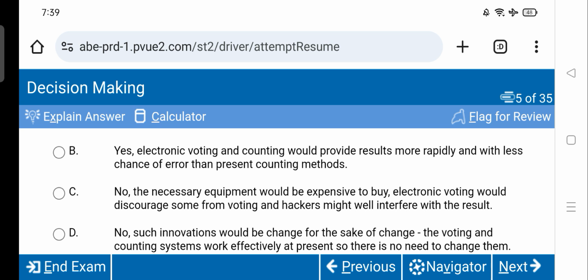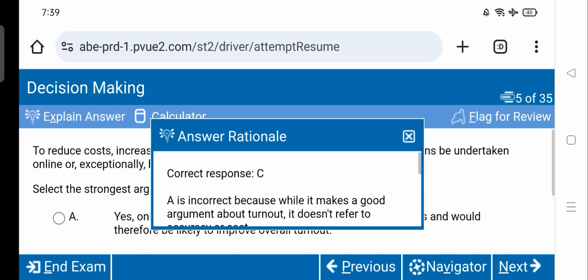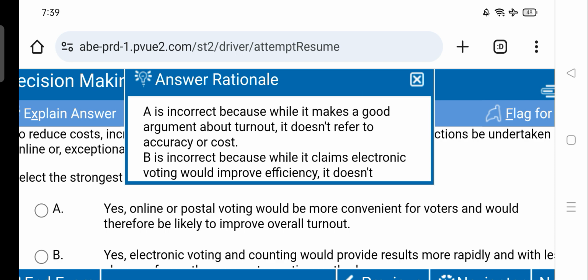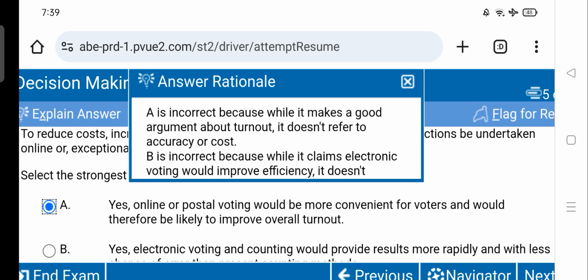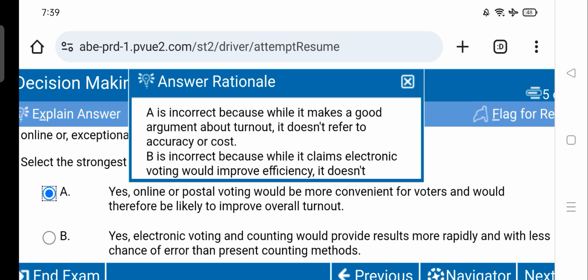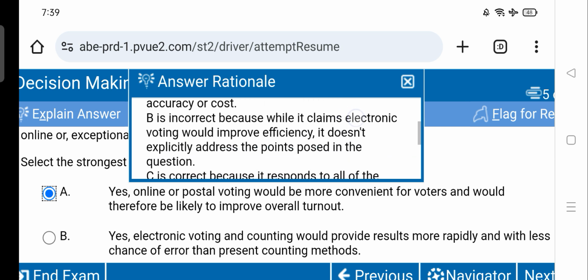So let's see which option is the correct one. So here we have option C is correct. Option A is incorrect because while it makes a good argument about turnout, it doesn't refer to accuracy or cost. Option B is incorrect because while it claims electronic voting improves efficiency, it doesn't explicitly address the points posed in the question.